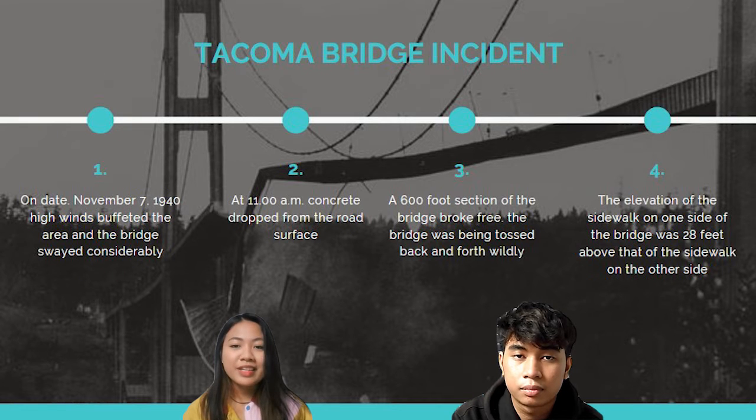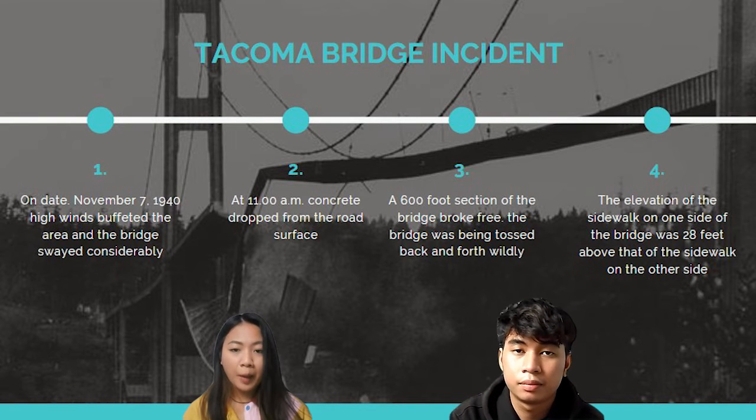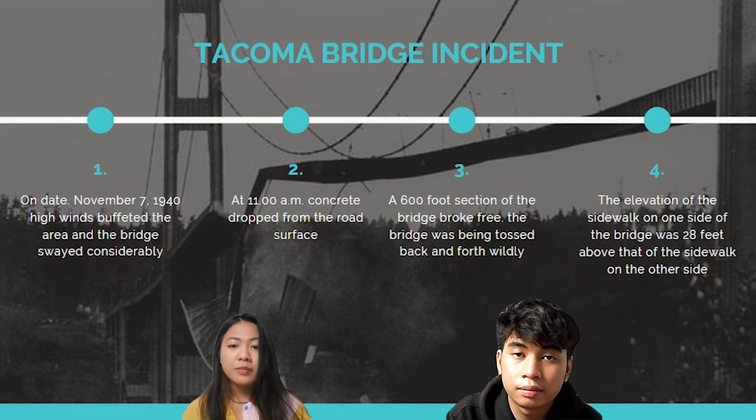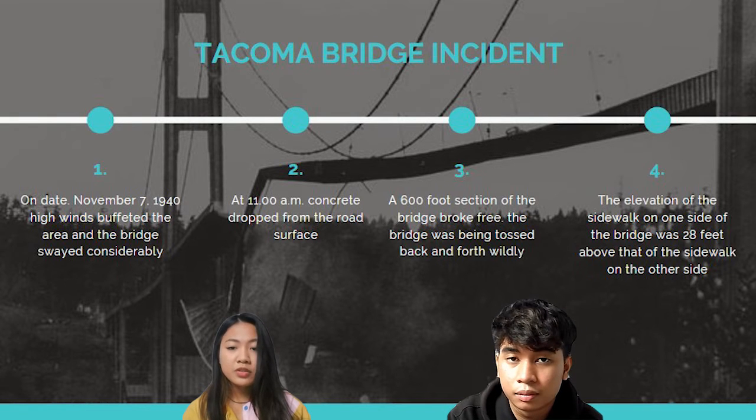On November 7, high winds buffeted the area and the bridge swayed considerably. The first failure came at about 11 a.m. when concrete dropped from the road surface. Just minutes later, a 600-foot section of the bridge broke free. By this time, the bridge was being tossed back and forth quickly.